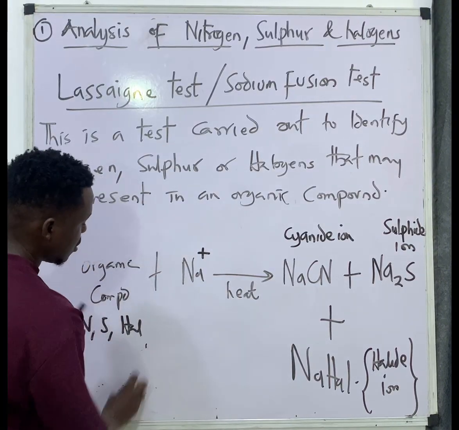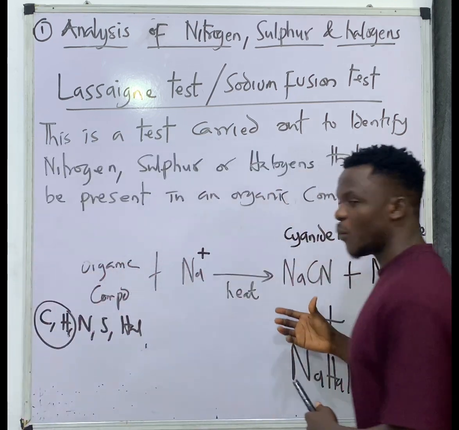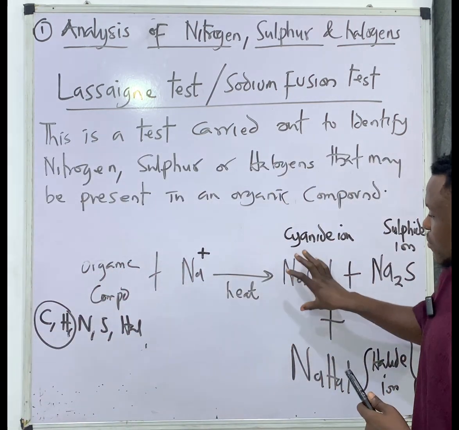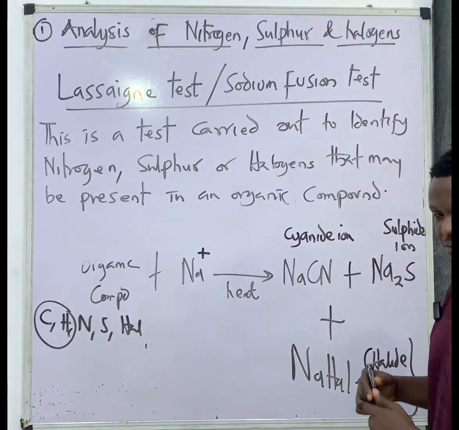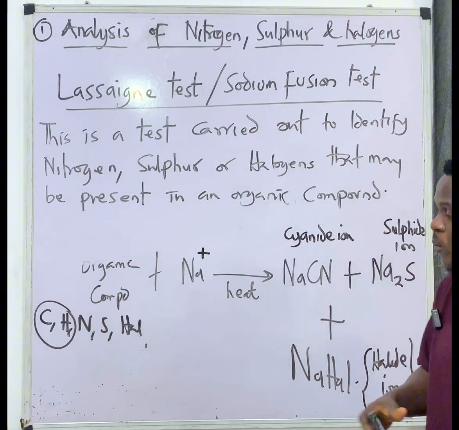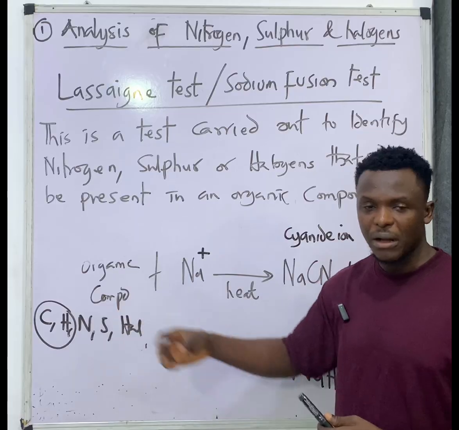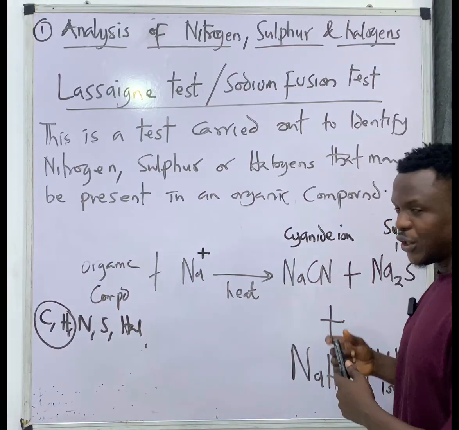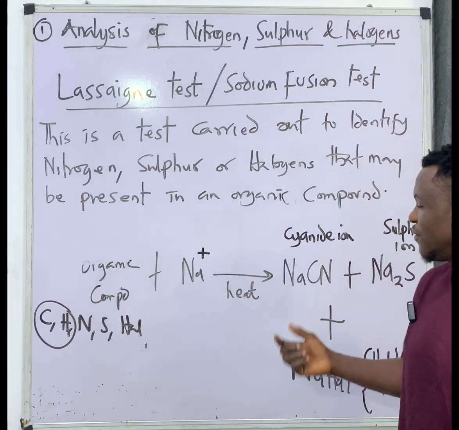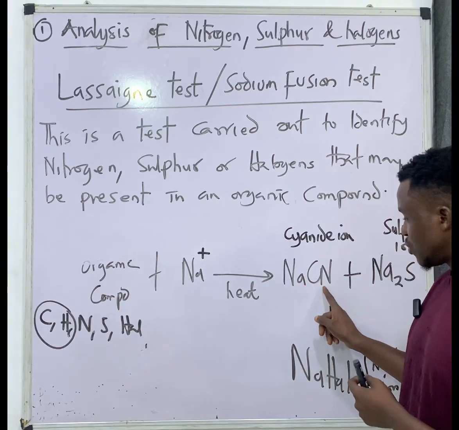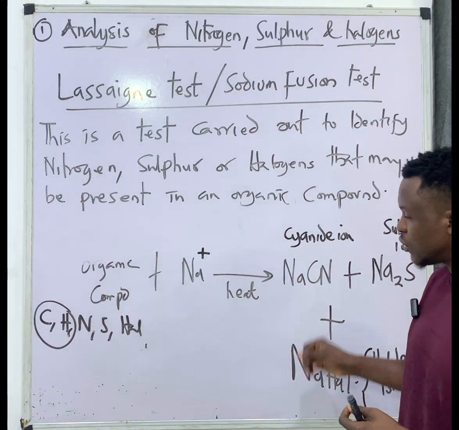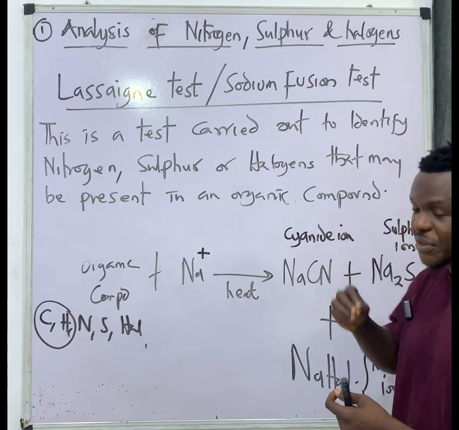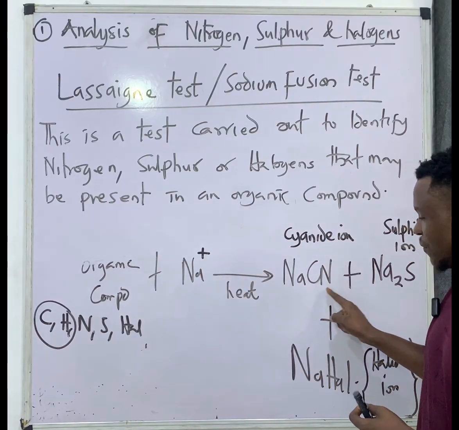All right. So once we are done with this, we are now going to start subjecting the product of this analysis to different types of tests. Remember, if you mix this with the organic compound and you heat, the product you're going to have, you cannot tell if it contains nitrogen, or sulfur, or halogen. So you're going to take that product and subject it to individual reactions.